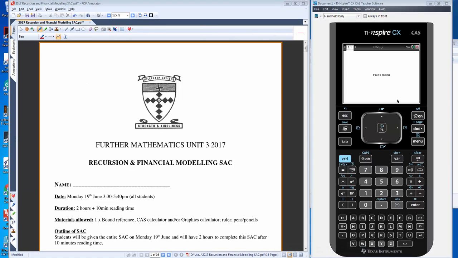Okay girls, prepare yourself for a bit of a whirlwind ride here through the recursion and financial modelling SAC, and these are the solutions. Feel free to jump around and find the questions that you're after here, but I'm going to be working this from question 1 all the way through to question 11, I think it was.